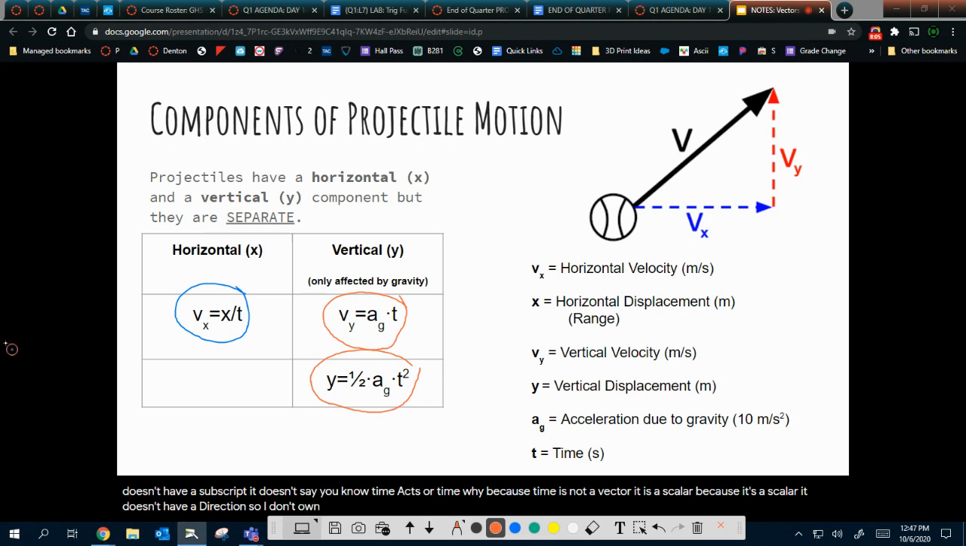So out of all of the information up here, the most important piece of information is going to be time, because time is the only thing you can use for both x and y. Sometimes I give you the time. Sometimes I don't. If I don't give you the time, and you're like, I don't know what to do, a real good first step is to find the time. Okay?